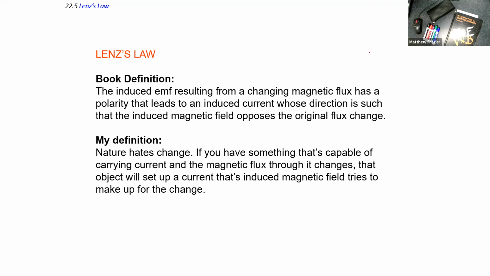So Lenz's law says that if you change a magnetic flux, then the current that's generated, the current that's induced, will cause the opposite change in flux, which usually means a magnetic field in some direction that you didn't see before. But we'll have to go through some examples of that.